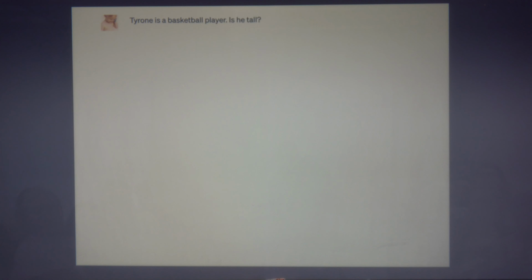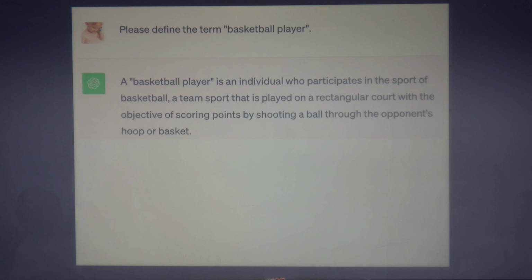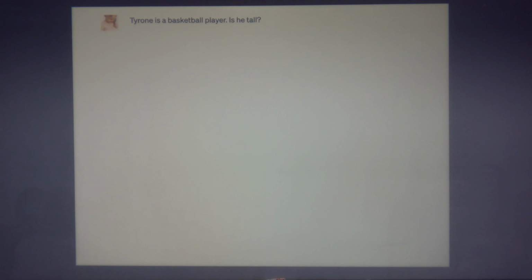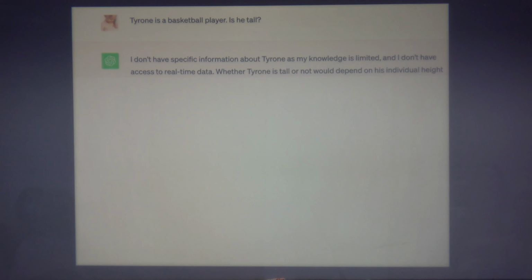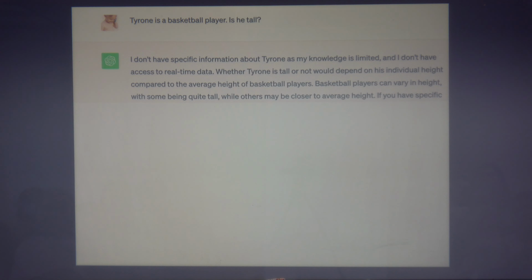Okay, there's a question. Tyrone is a basketball player. Is he tall? I just want to remind you that the definition we got said nothing about height, at least as far as ChatGPT is concerned. So I asked, is Tyrone tall? "I don't have any specific information about Tyrone, as my knowledge is limited and I don't have access to real-time data. Whether Tyrone is tall or not would depend on his individual height compared to the average height of basketball players. Basketball players can vary in height, with some being quite tall, while others may be closer to average height. If you have specific information about Tyrone's height or any other details, I could provide a more accurate answer."